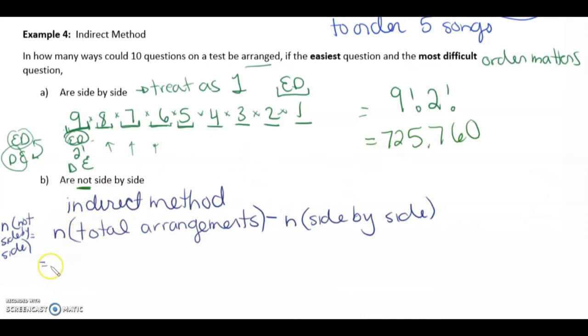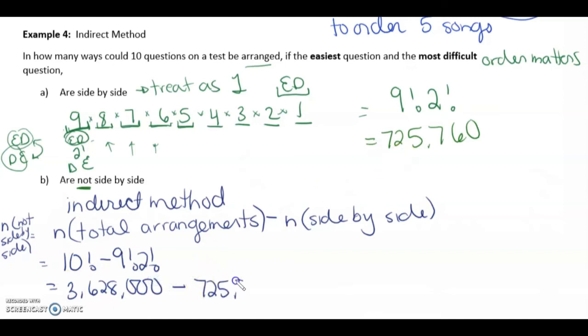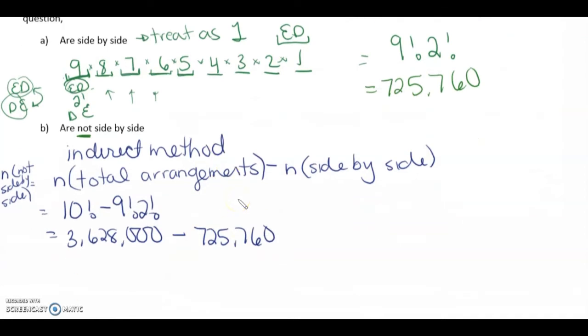In general, 10 factorial is when you have 10 items, how many ways are there to list the items: 10 factorial. And if we subtract 9 factorial times 2 factorial, what do we get? For 10 factorial, we get 3,628,800. Then we subtract that 725,760, and we get 2,903,040. And that's how many different ways that we can order the test, not side by side.